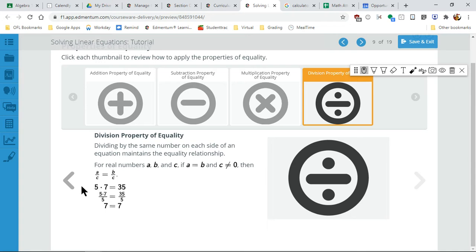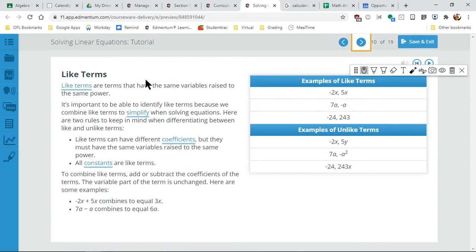Here, again, if you divide, so we want to get rid of this times 5, we can just divide by 5 on both sides. And you could have done this with the 7 also. They just decided to go with the 5. Did that make sense, guys? Cool.